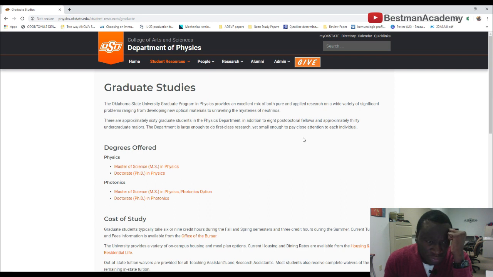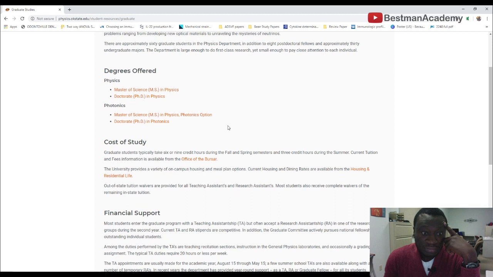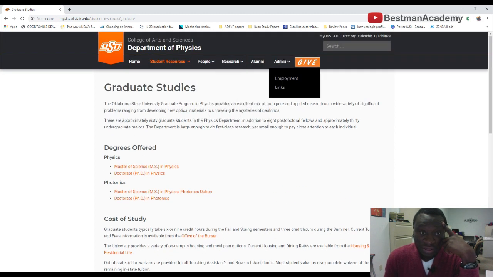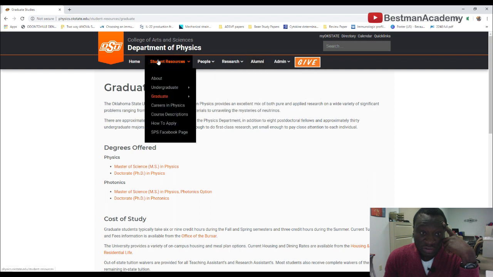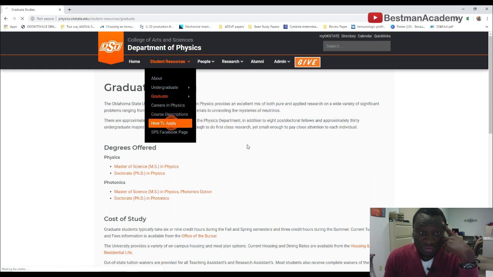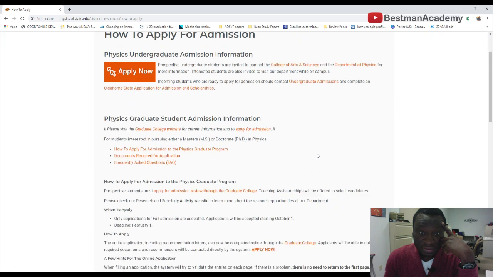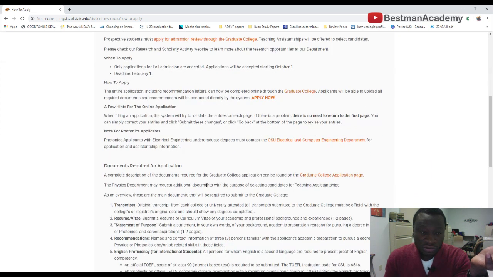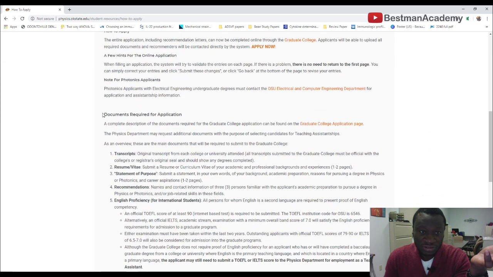Okay, now here you would try to find student resources, something that would explain, you can see how to apply. So that's it right there. So what you need to do is to read all this information to see if you are required. You can see documents for application.